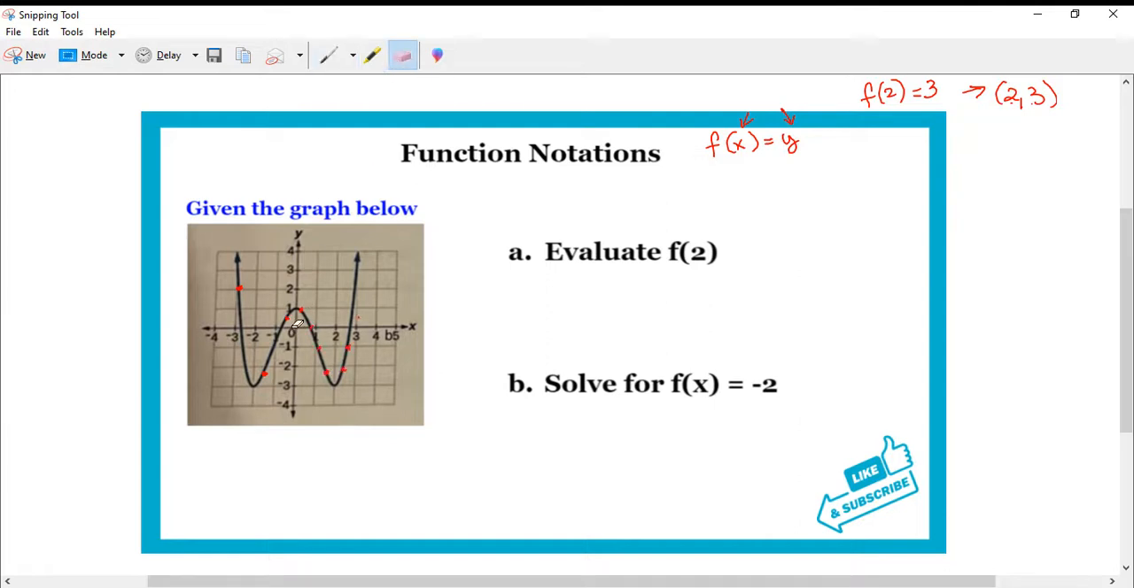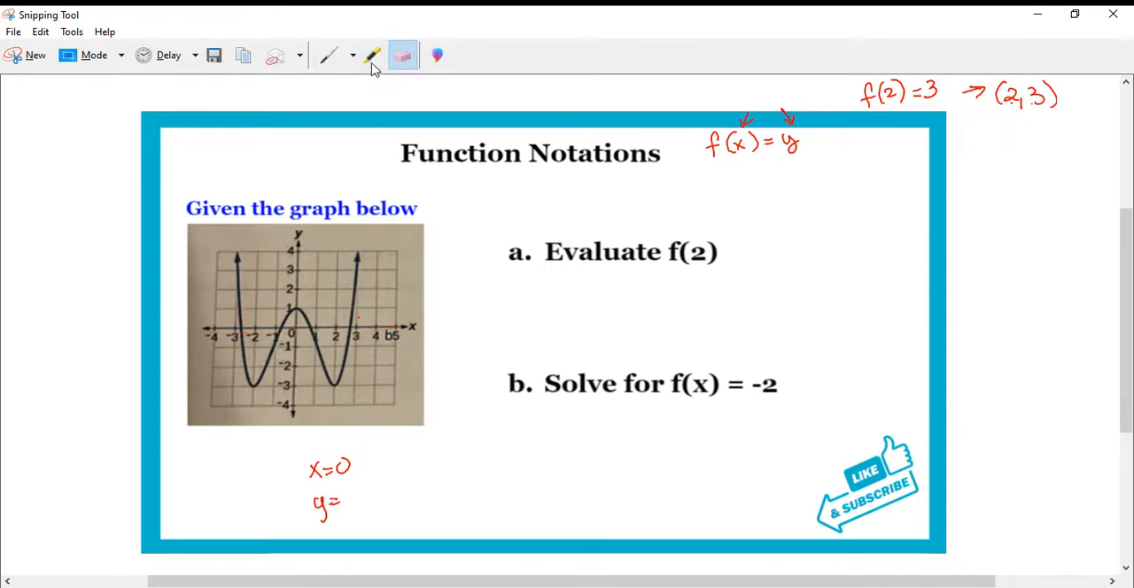Now, how about when x is equal to 0? What is your y when x is equal to 0? So you go to your x-axis, this is 0, and then you locate the value of the y wherein the part of your graph is in.